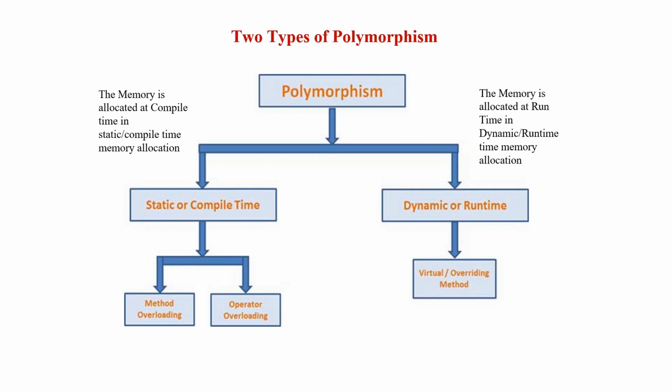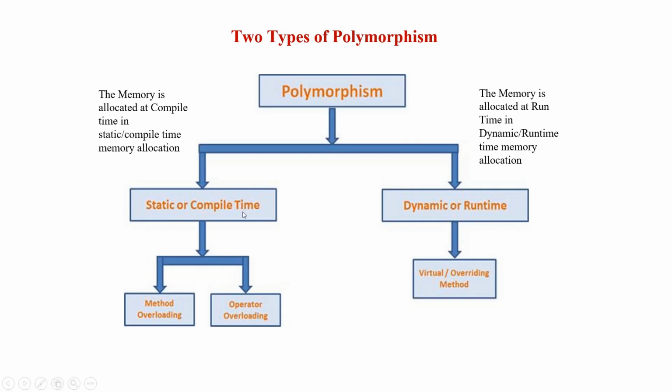In static or compile time polymorphism, the memory is allocated at compile time. While in dynamic or runtime polymorphism, the memory is allocated at runtime.